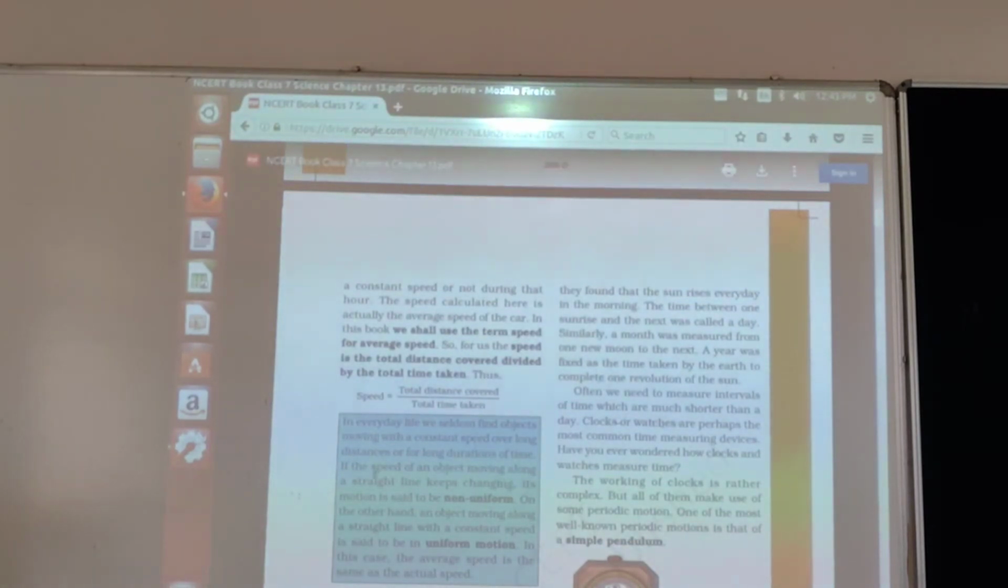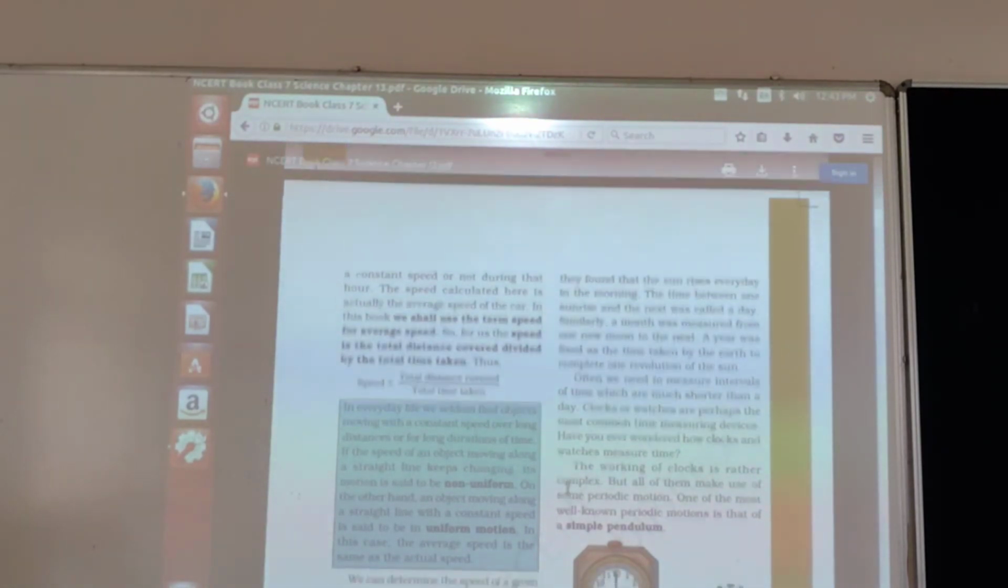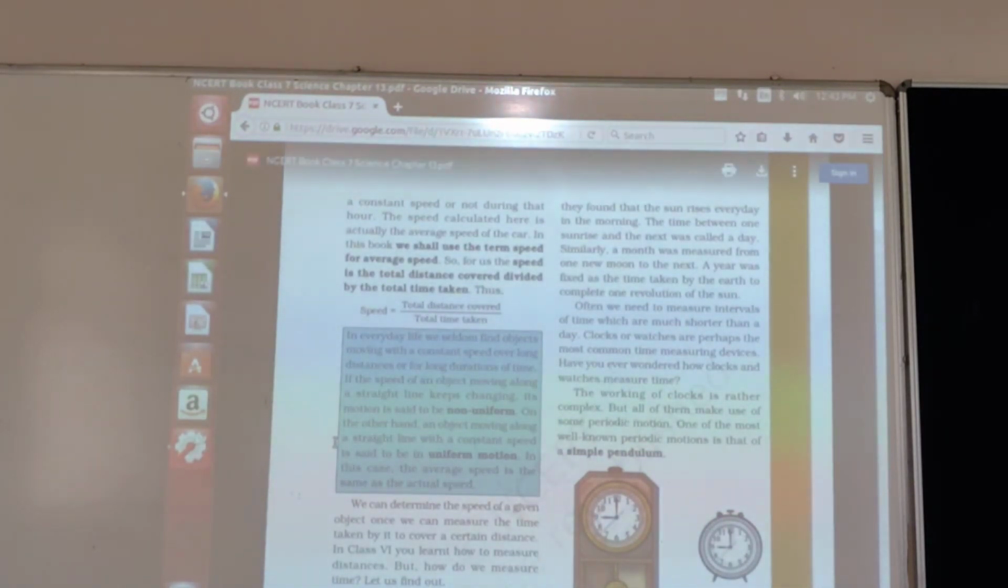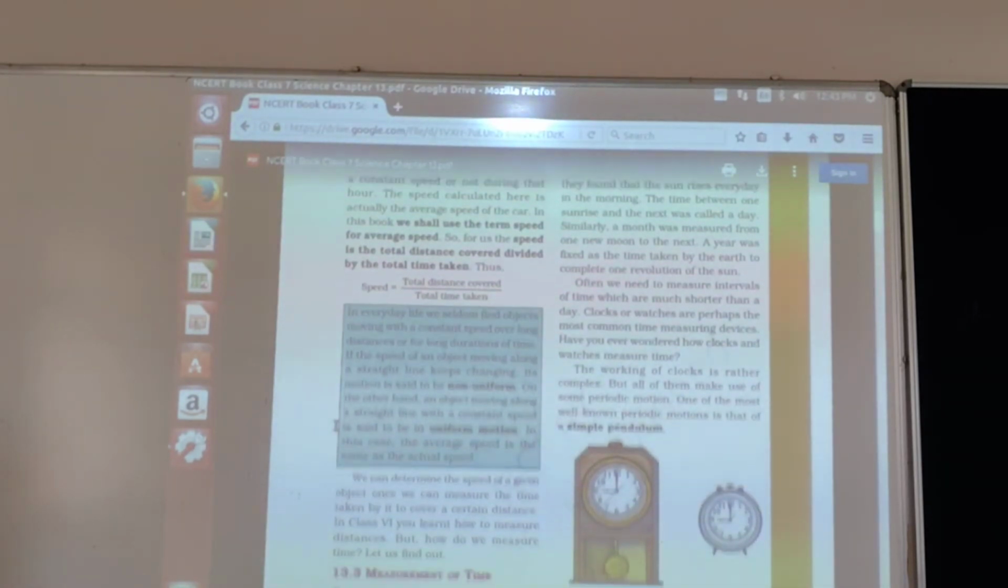Now next is the simple pendulum. This is the simple pendulum. The working of a clock is rather complex. Many small machineries are there nowadays in a clock. But all of them make use of some periodic motion. And as you learned in 6th standard also, the most well-known periodic motion is that of the simple pendulum.